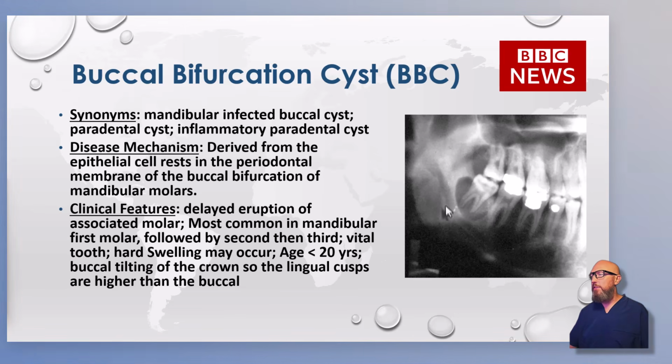So you can see this sclerotic bone around it. You can see signs of inflammation. These typically happen in younger patients, so you see age less than 20. It's as these teeth are developing and they're starting to erupt. Sometimes it delays eruption of that molar.